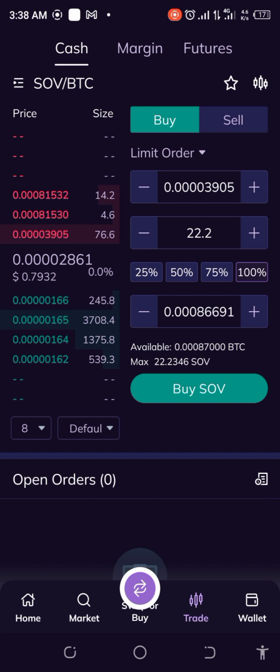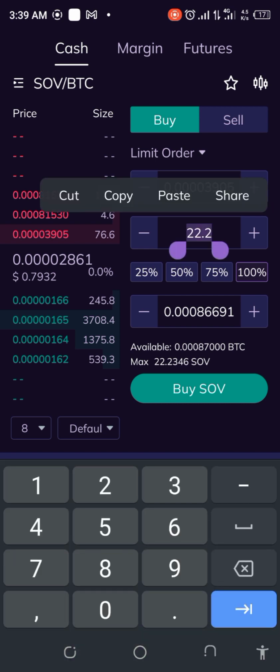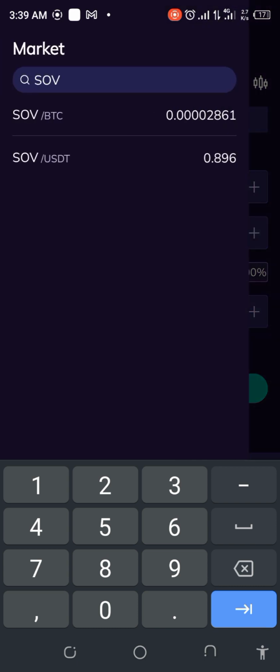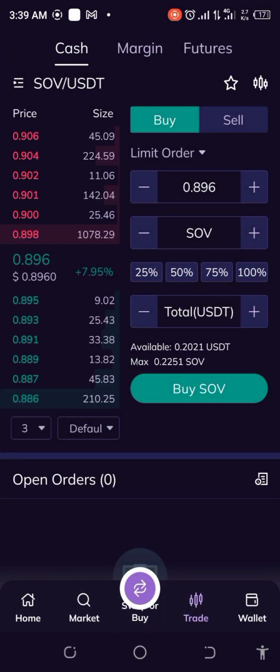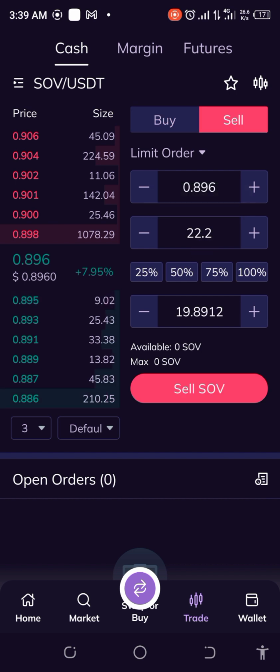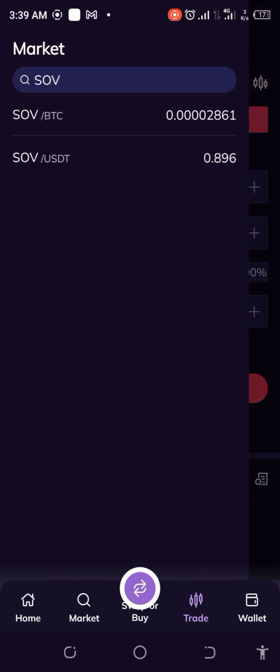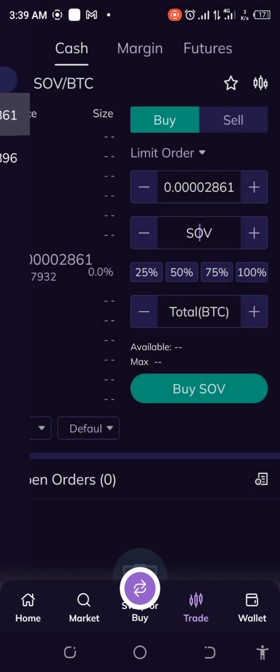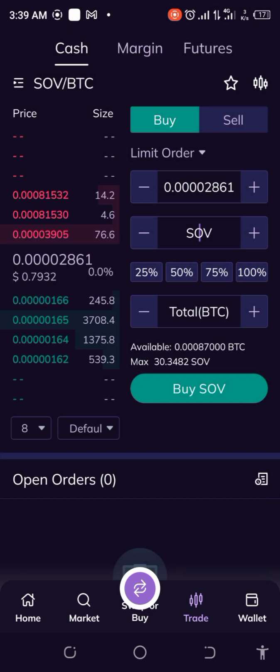I would have tried to see whether we could get this sold, but the price is too small. If I take this 22.2 and try to sell it, let me do that. I cut that and go to SOV USDT and try to sell that. You'll see that we wouldn't make, oh no, it's just totally a waste of time. So let's go back. I'm just going to put this as a buy limit. I don't want to waste any more time.